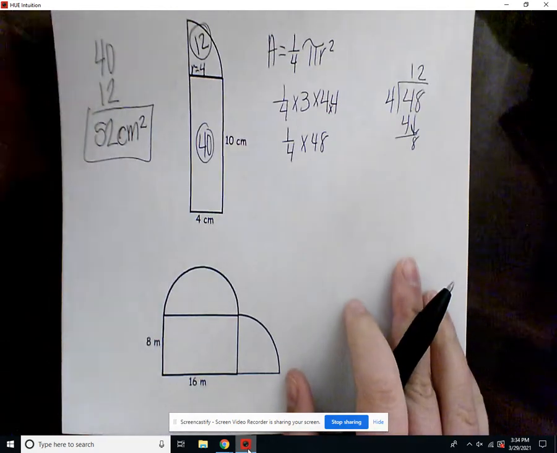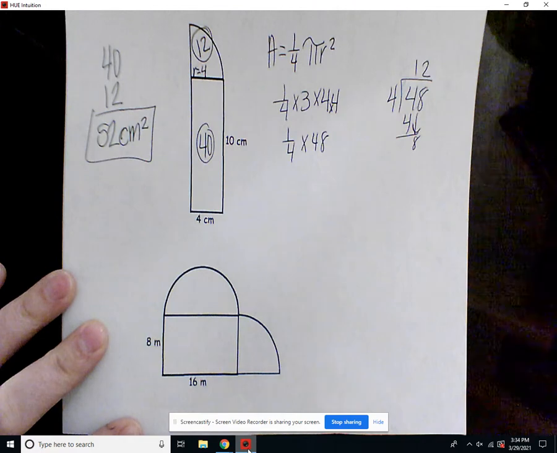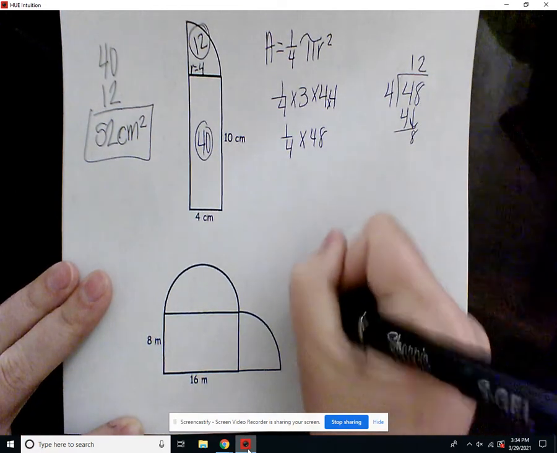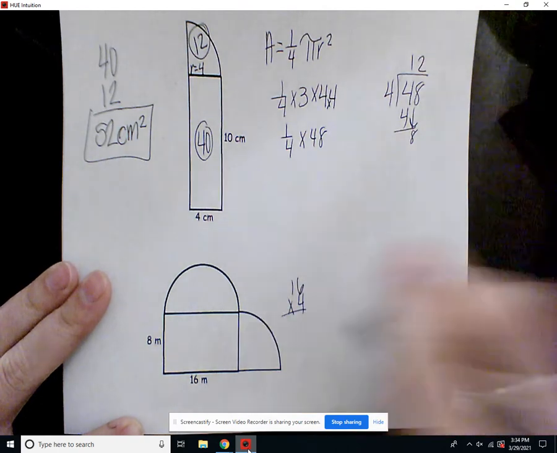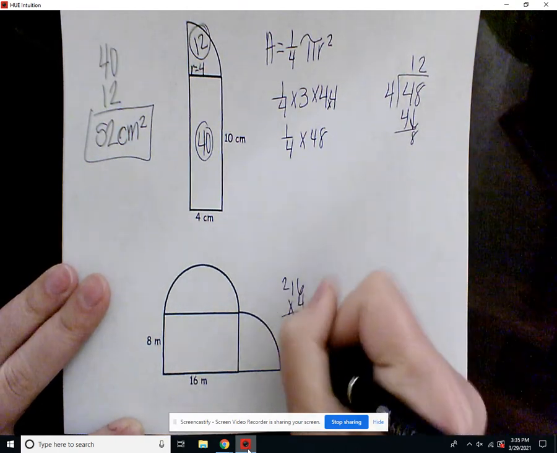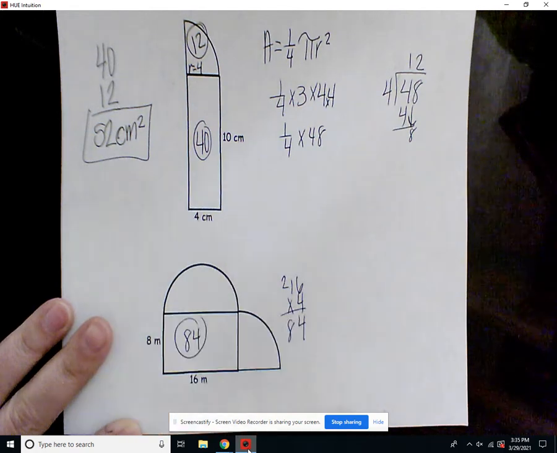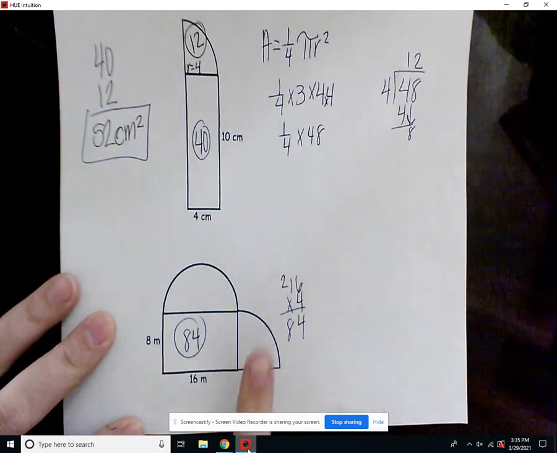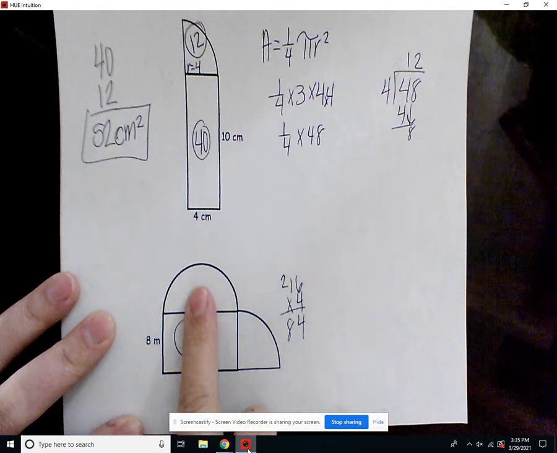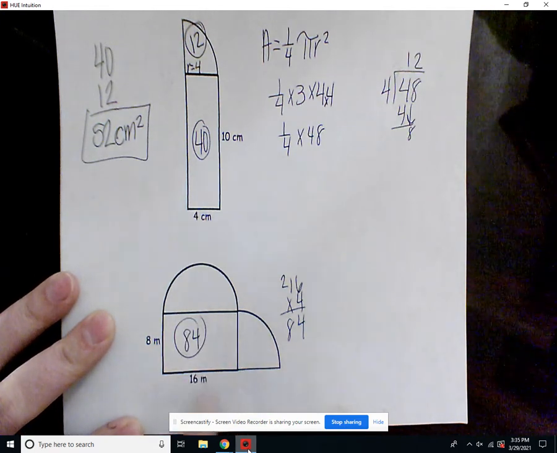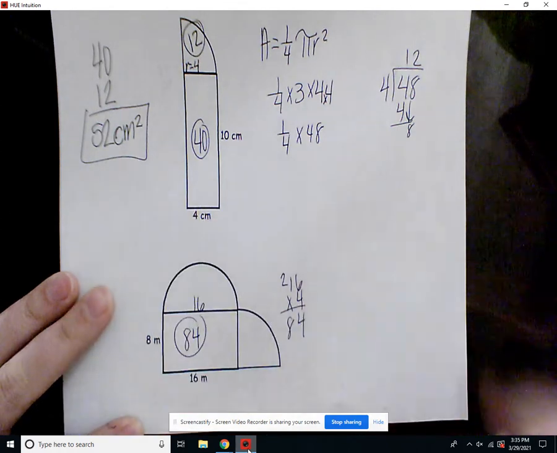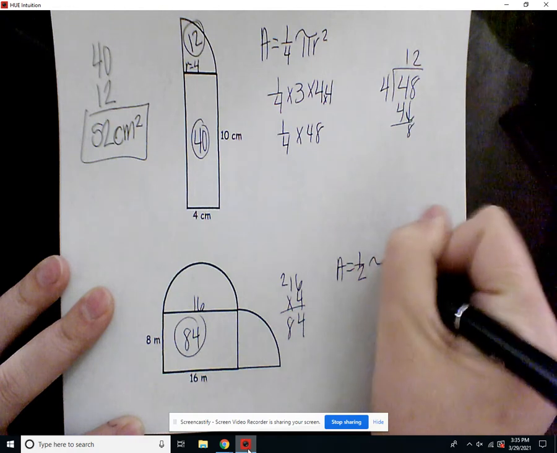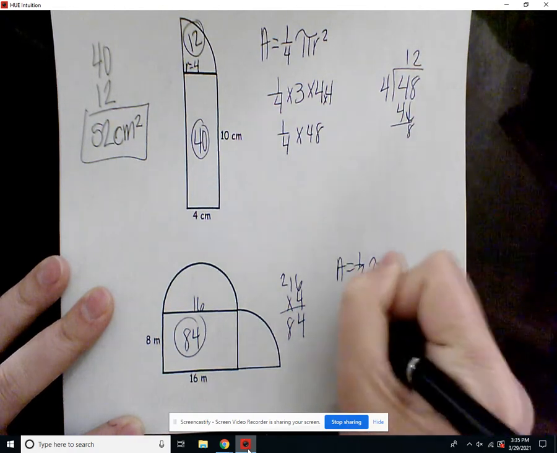All right, so for our last one for our notes, again, we're going to find the area of each shape. So I'm going to start with the rectangle. So we're going to do 16 times 4, which is 64. Then we're going to find the area of each of the circles. So I'm going to start with the half circle. So again, if the bottom rectangle is 16, the top is 16. So we have our formula of 1/2 for the half circle, pi r squared.